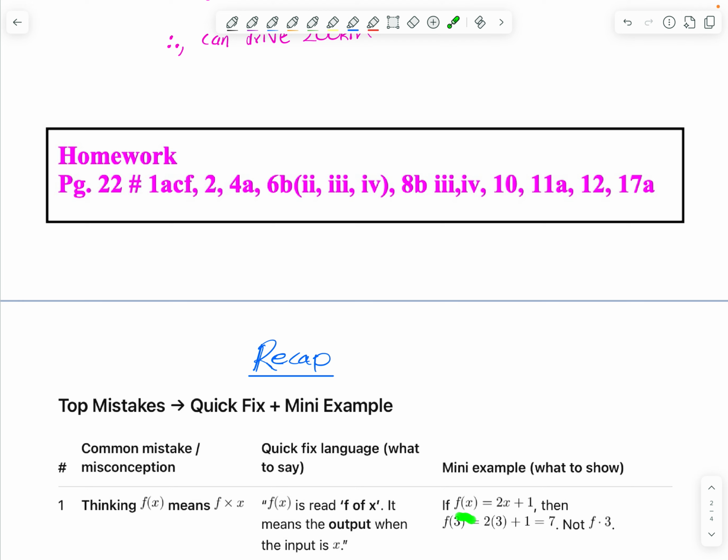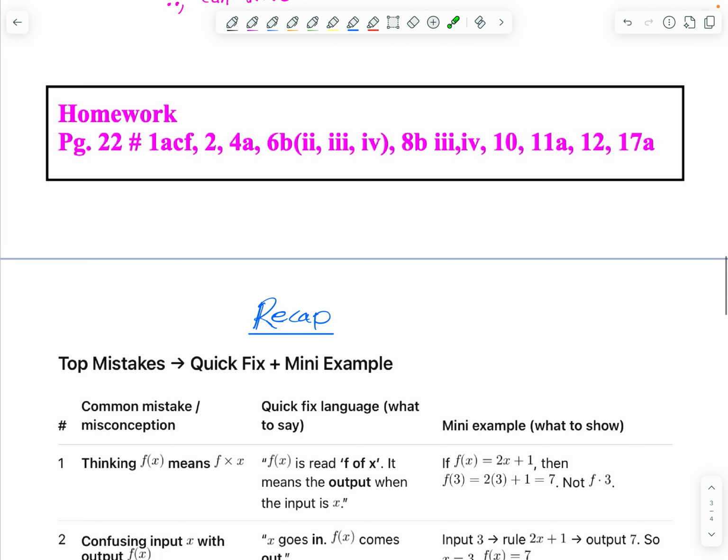If f of x is equal to 2x plus 1, then f of 3 is literally saying, the function is saying I double my input and add 1. So I doubled my input 3 and I added 1 to get 7. So now it has nothing to do with f times 3. It's not 3f or anything like that. It literally is 7. F of 3 is 7.